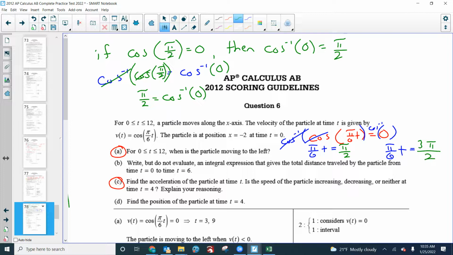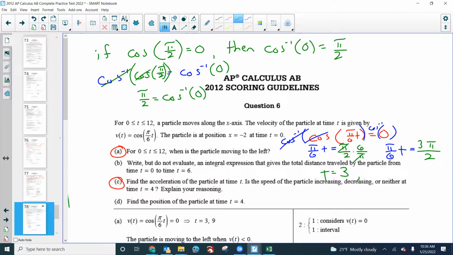How do I solve this? Multiply both sides by? Don't divide by pi over 6. Multiply by 6 over pi. You were taught that, right? Multiply by the reciprocal. Multiplicative inverse. All right, anyway. 6 over 2. T equals 3.